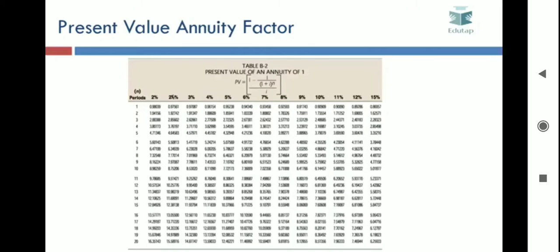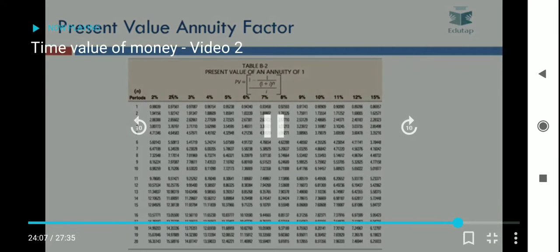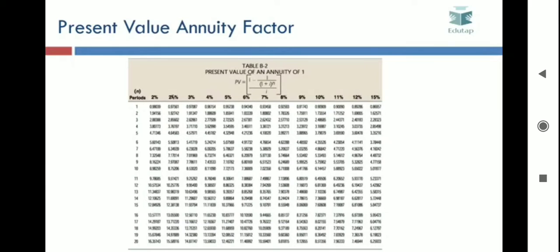Now let's try to understand what we mean by present value annuity factors. Present value annuity factors give you the present value of 1 unit of annuity for a combination of years and interest rates. Now let's try to understand this with an example.